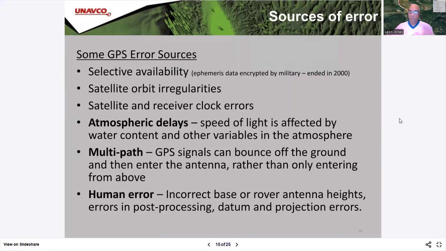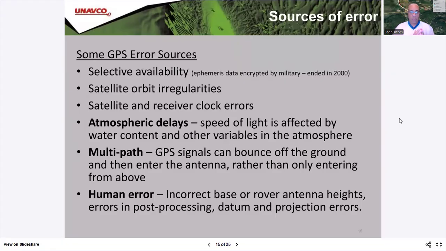Now, nothing is perfect. You're going to have sources of error. Some sources of error: well, you have your selective availability. That's your ephemeris data encrypted by the military. It ended back in 2000. Then you have your satellite orbit irregularities, satellite and receiver clock errors, atmospheric delays. Speed of light is affected by water content and other variables in the atmosphere.